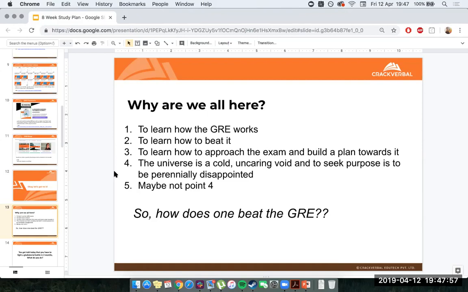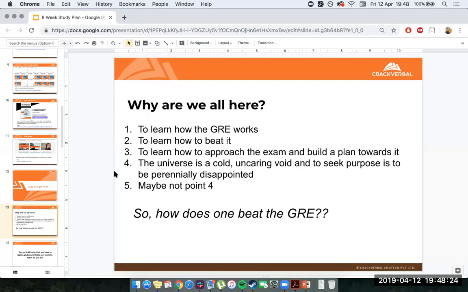We're trying to learn how the GRE works so that we can learn how to beat it. Ultimately, that's what we're trying to do no matter what. You could say that we're trying to learn words, we're trying to learn how to solve questions, we're trying to learn verbal, we're trying to learn quant. All of that's true, but we're doing all of those things ultimately to understand how to beat the GRE. That's our goal at the end of the day.